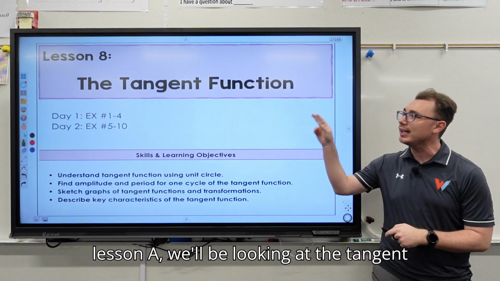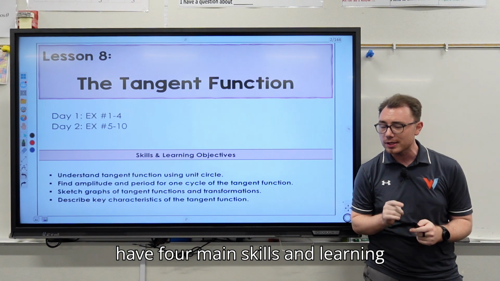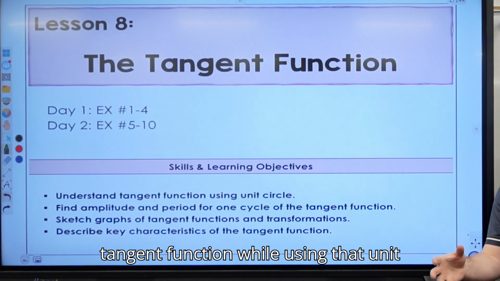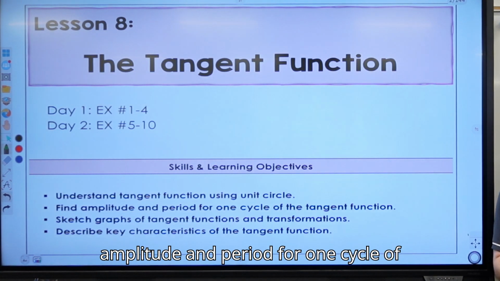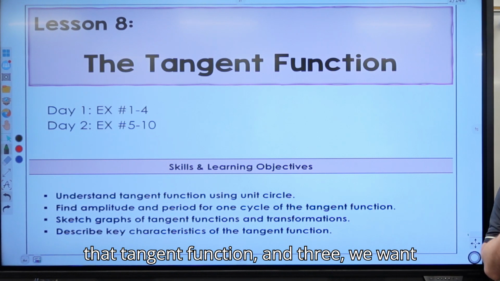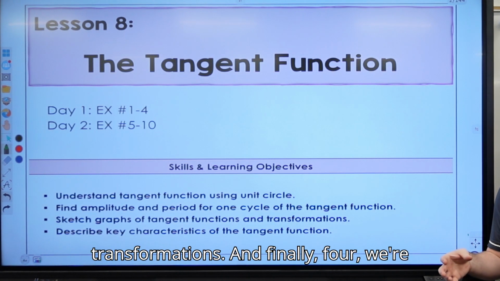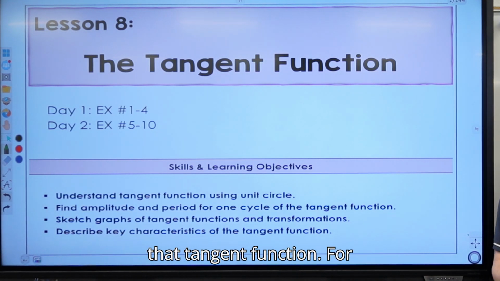For Lesson A, we'll be looking at the tangent function. For the tangent function, we have four main skills and learning objectives we'll be conquering. First, we want to try and understand the tangent function while using that unit circle. Two, we want to find the amplitude and period for one cycle of that tangent function. And three, we want to sketch the graphs of the tangent function and describe those transformations. And finally, four, we want to describe the characteristics of that tangent function.